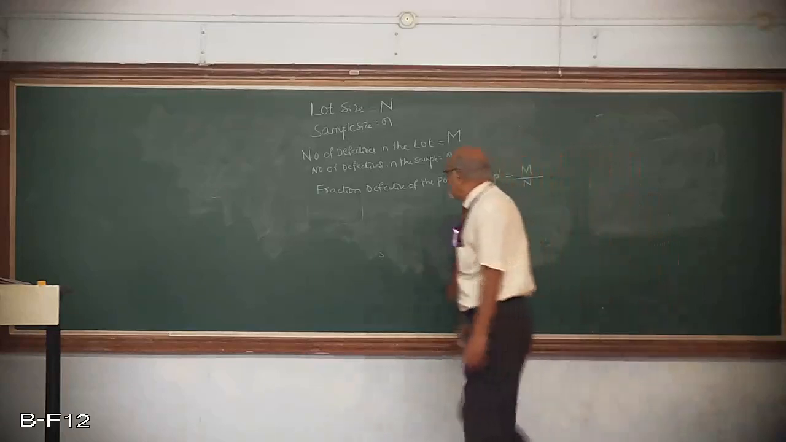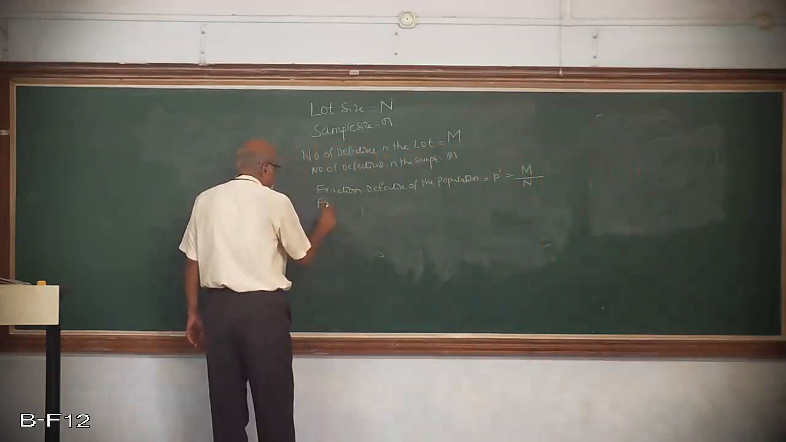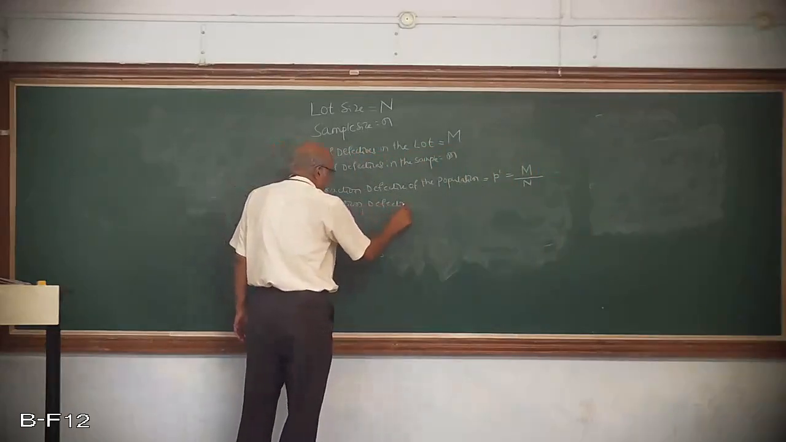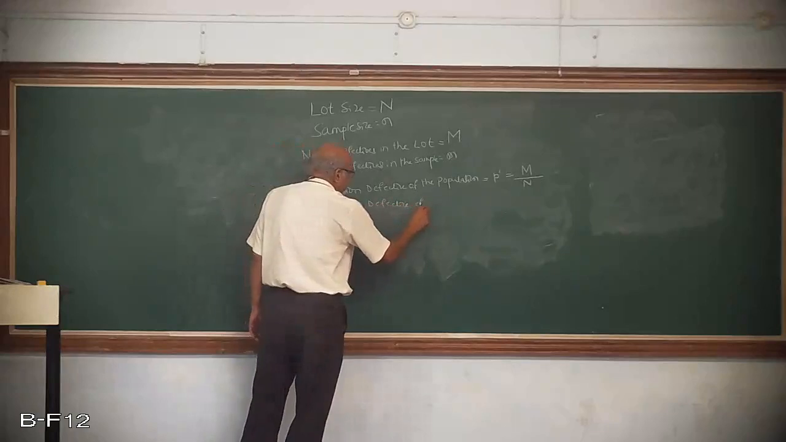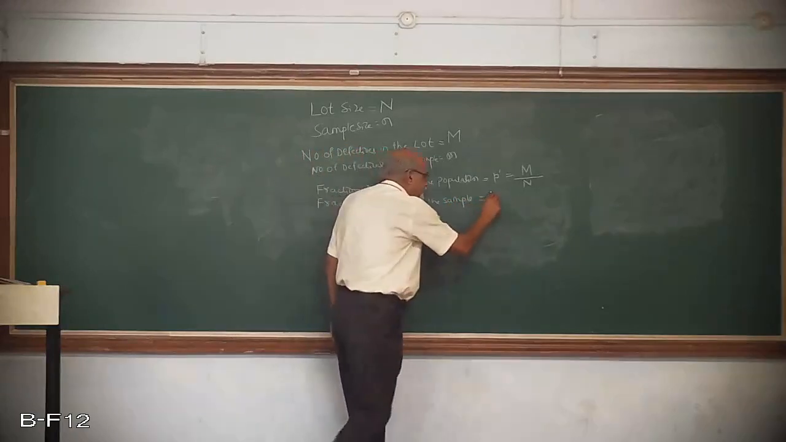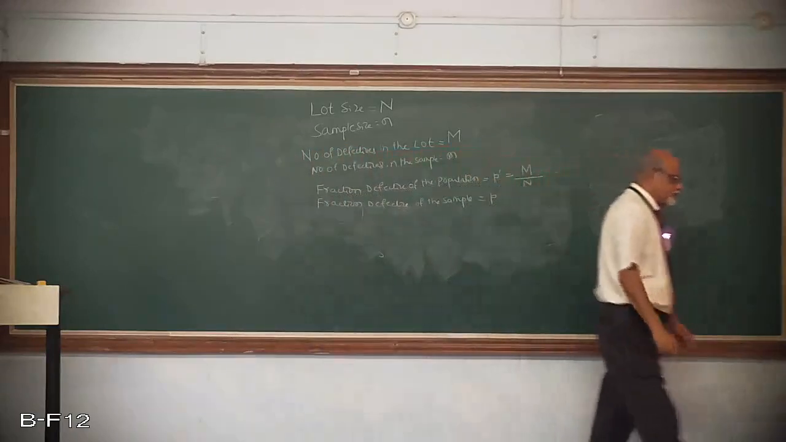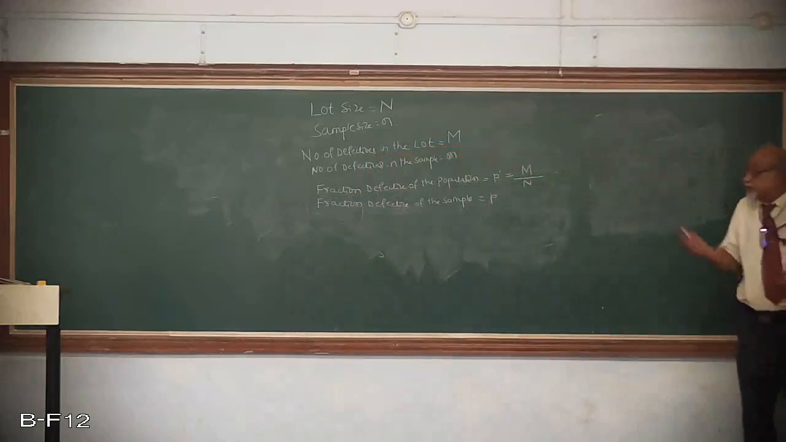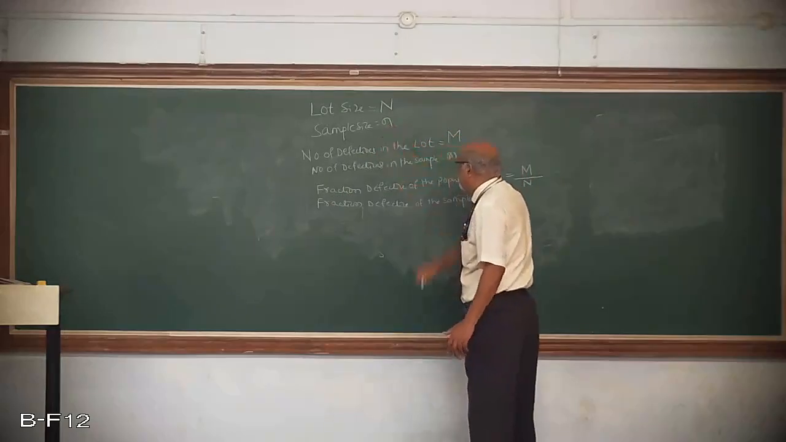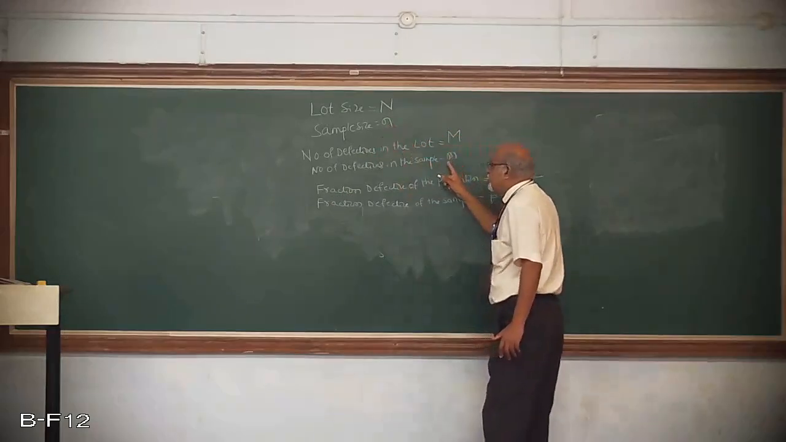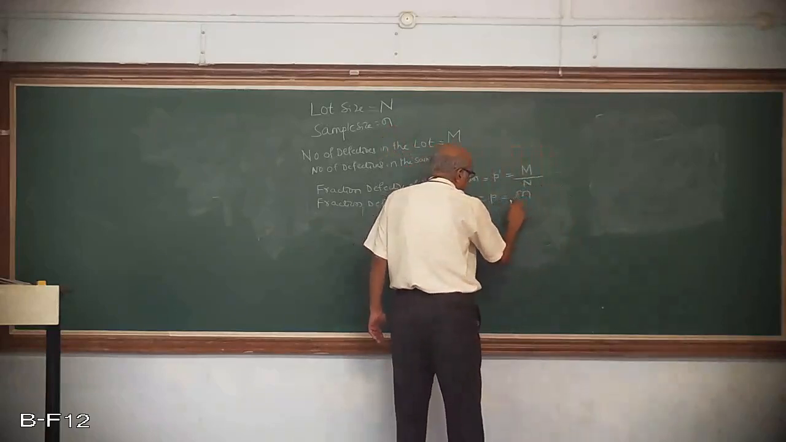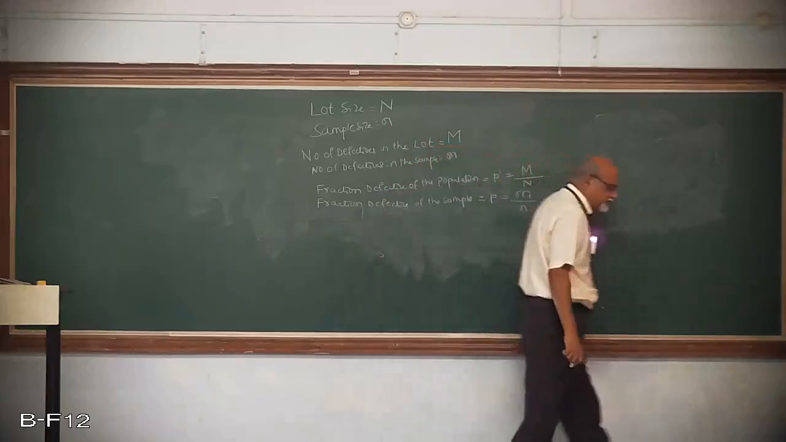Okay, now fraction defective of the sample, we denote it by P. Try to understand. Fraction defective of the sample. That means I have taken a sample of small sample size, small n, and it contains the number of defectives equal to small m. That means P is equal to what? Small m by n. It is as simple as that.